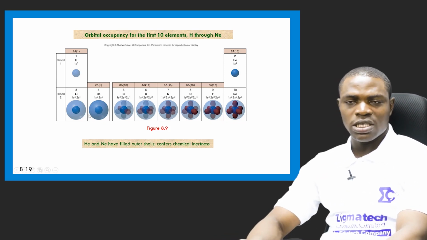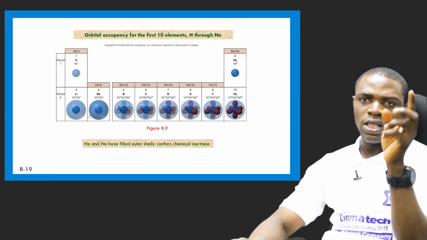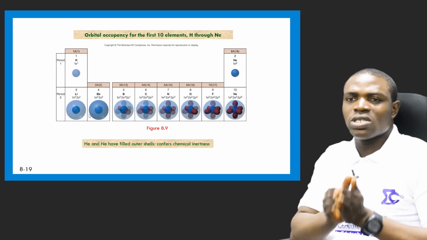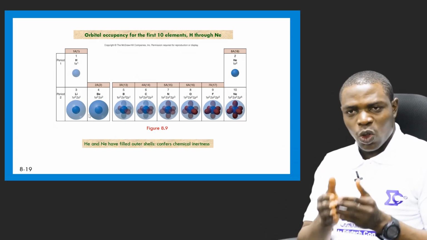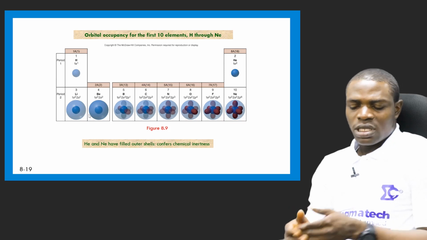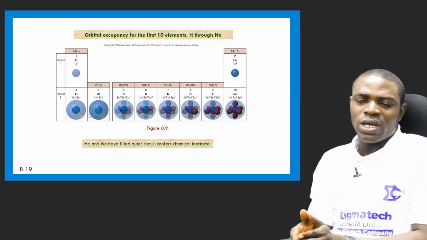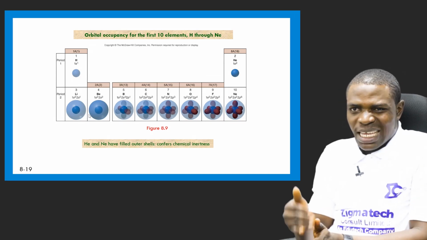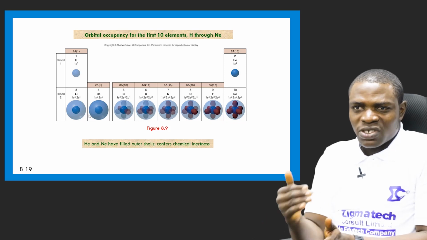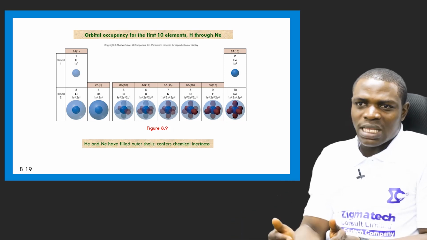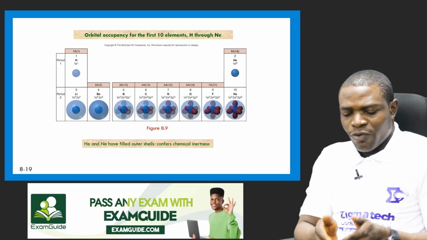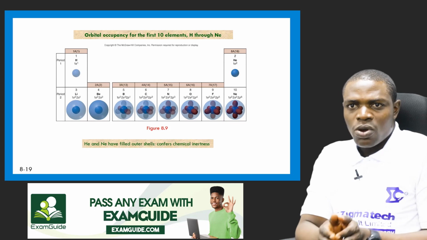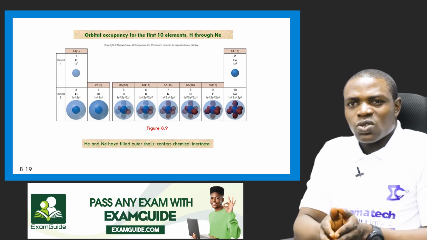Looking at the trend in the second period, lithium has 1s2, 2s1. If you want to write the electronic configuration, start from the beginning, from the lowest energy level, from the orbital that has the lowest energy, which is s. As you progress from s to p, the energy tends to increase, the number of shells tends to increase, and the number of orbitals also must increase. So you go from 1s1 hydrogen, 1s2 helium, 1s2, 2s1 lithium.